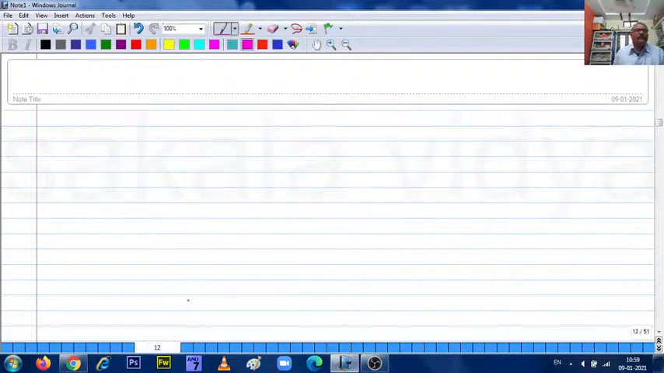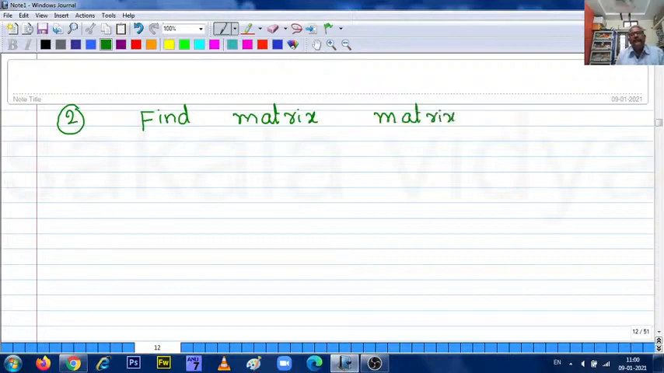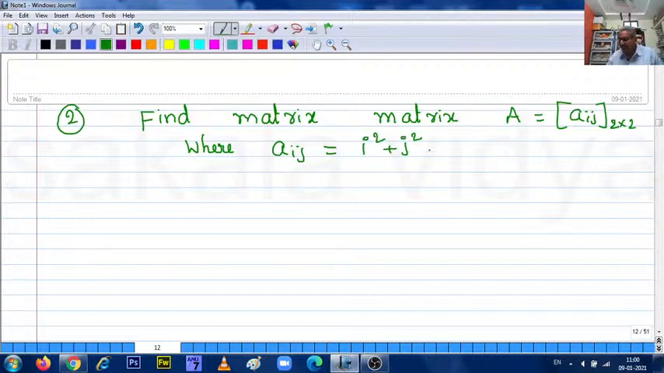Okay, now I will give one more example. You try to solve it now. Find matrix A equals Aij of 2 by 2, where Aij equals i square plus j square. Can you find it? So we need to find a second order matrix.